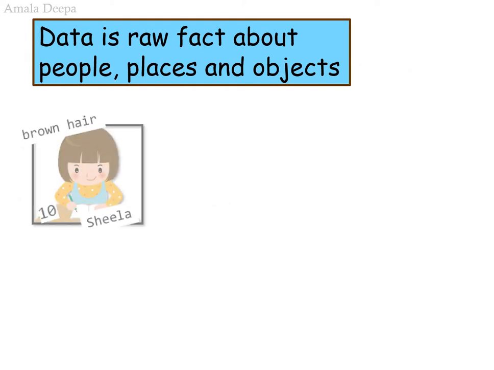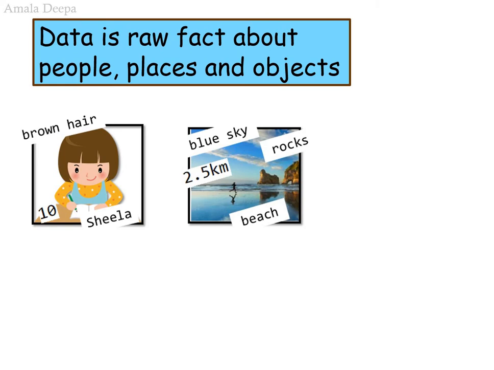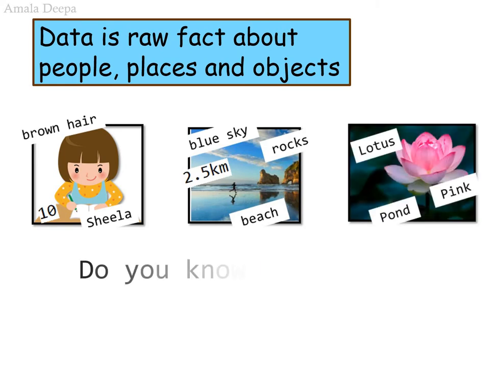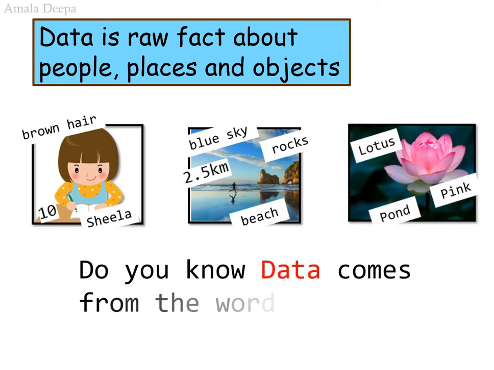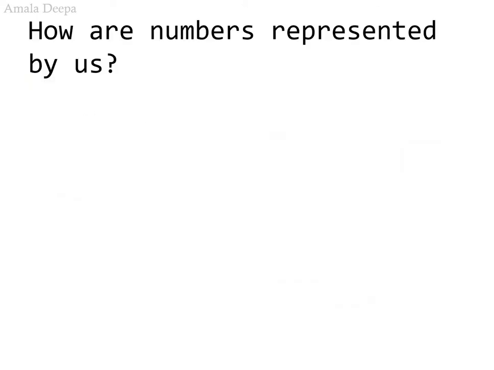Data is raw fact about people, places and objects. Do you know data comes from the word datum? How are numbers represented by us?